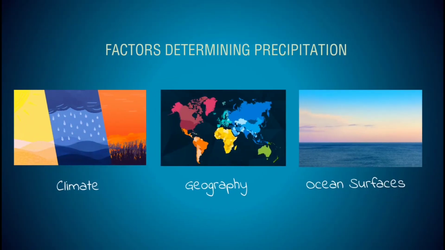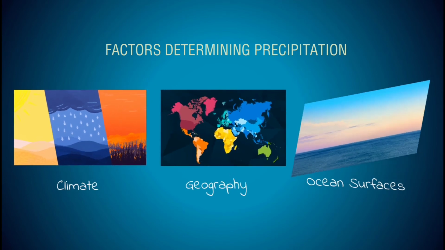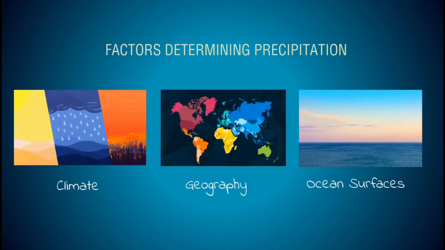There are some factors determining precipitation. Some of these are the climate, geography, and ocean surfaces. Ocean surfaces is the chief source of moisture for precipitation.